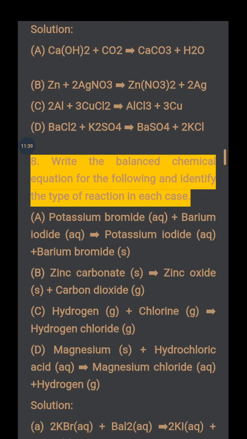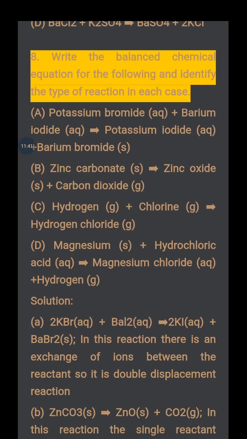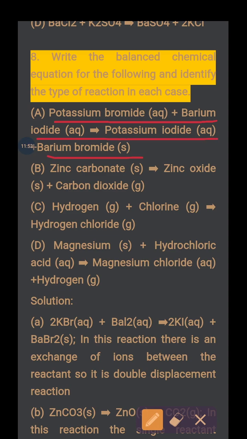Now come to the next question. Question number 8: write the balanced chemical equation for the following and identify the type of the reaction in each case. Number 1: potassium bromide plus barium iodide gives out potassium iodide plus barium bromide.